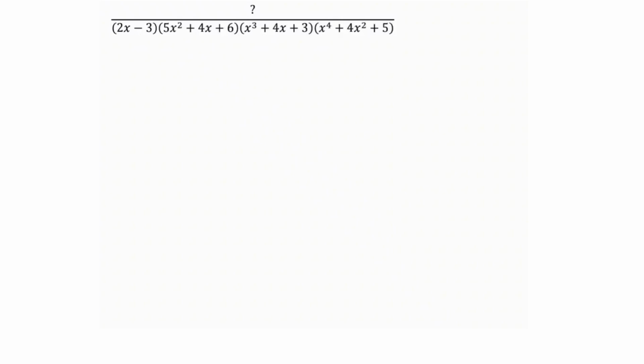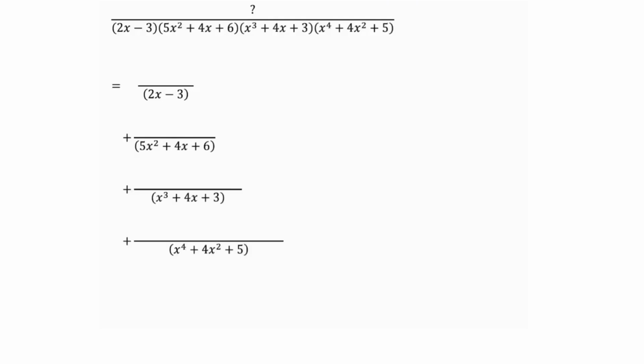So with the example that we saw earlier, we saw a linear factor and quadratic factor. You're probably wondering what happens if you have a cubic factor or a quartic factor. So take this example. Here we're going to have the denominator is going to be 2x minus 3, 5x squared plus 4x plus 6, x cubed plus 4x plus 3, and x to the fourth plus 4x squared plus 5.